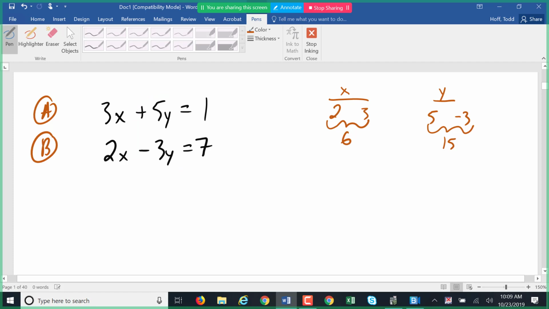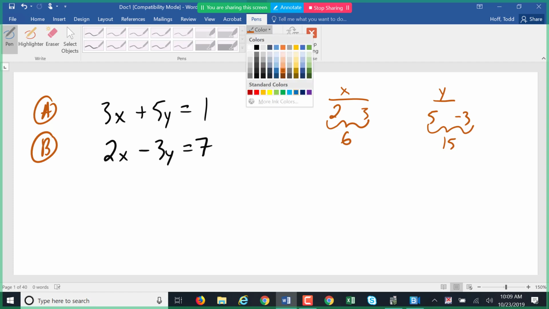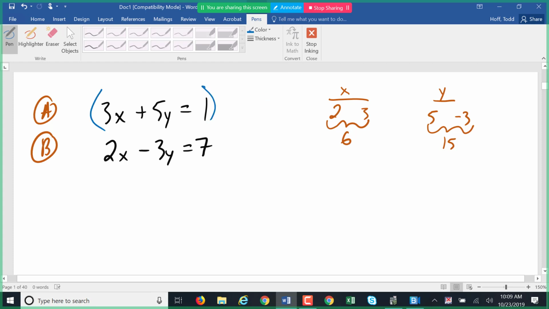Now the key is I want one to be positive and one to be negative. Here, the y already has one positive and one negative, so that works to our advantage. But I don't want to go with a number as big as 15. We could, and it would work just fine, but I'm going to prefer to work with smaller numbers. I'm going to eliminate the x by turning them both into 6's. To do that, I am multiplying the complete equation. So equation A, I'm going to multiply by 2, because 2 times 3x is 6x. That turns it into a 6.